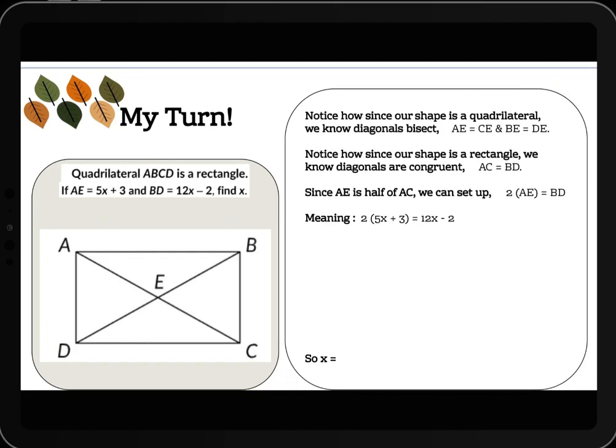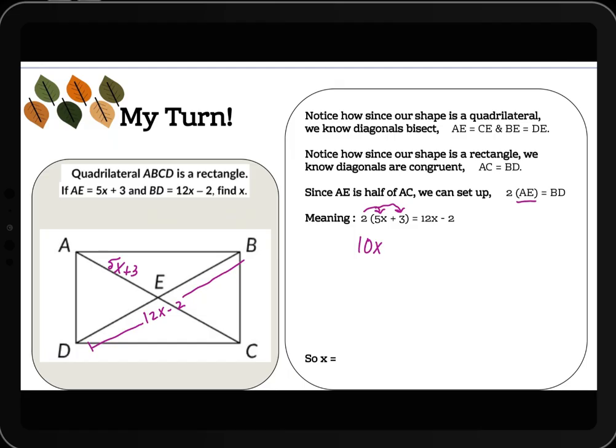So when looking at an example that involves diagonals, we already understand that AE is being provided as 5x plus 3, and BD is the entire length across for the diagonal. So we know that we can find the value of x because if we double AE, that'll equal the full diagonal length of BD. There's two things you could do. If you want to distribute because you might be formally trained to do that, then certainly you can do that.